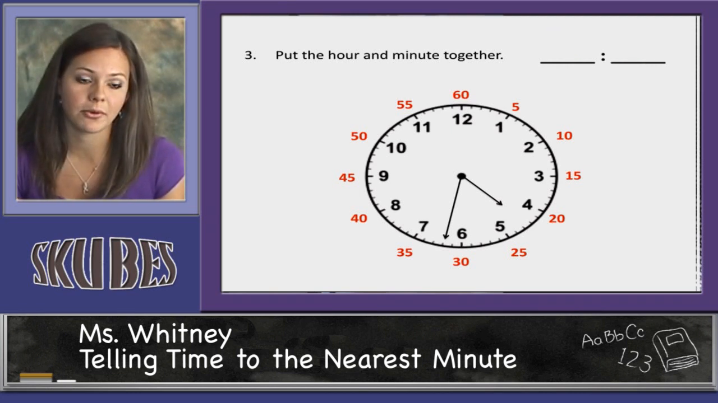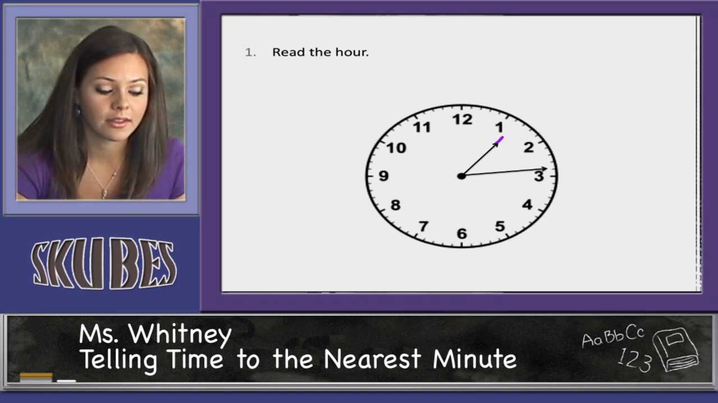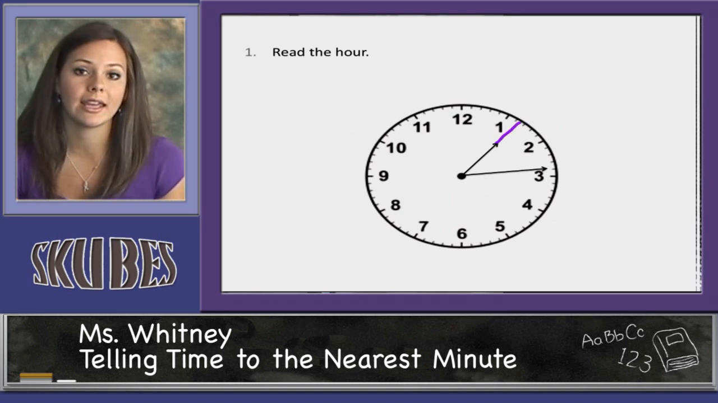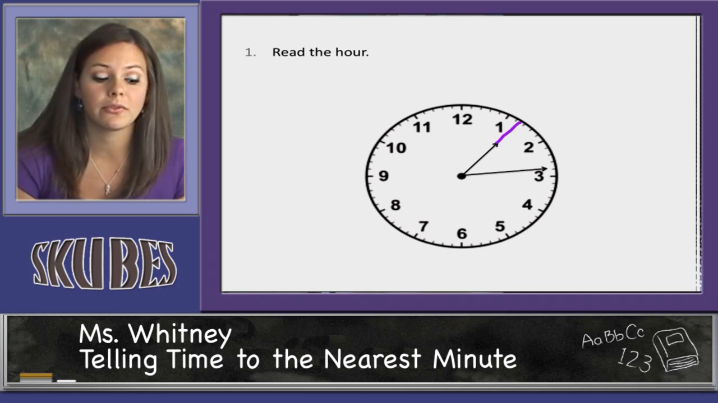Here's another example. First, we'll read the hour. The hour hand is pointing in between the 1 and the 2. It's after the 1 but before the 2. We read this as 1.